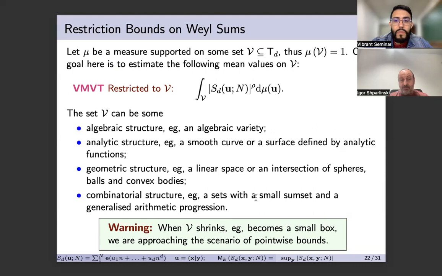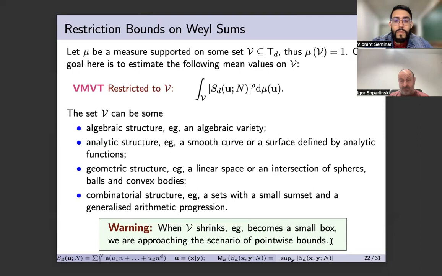And today I will concentrate on a very special case, the case of a small box. So V for me will be just a box, and it's essentially a cube because the sides will be of the same length. And of course it's clear that when this box shrinks, we are essentially approaching the scenario of pointwise bounds. So at some point it should become very difficult. So this is what we want to investigate.